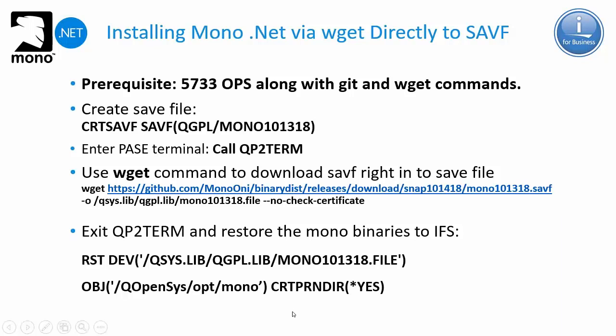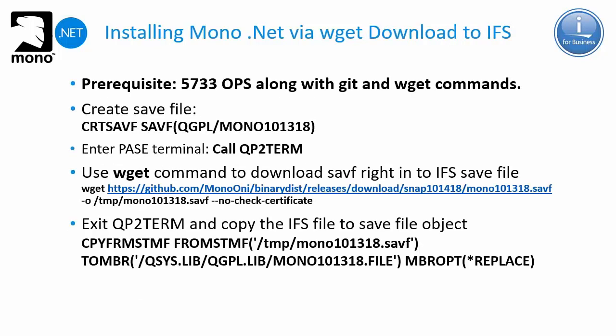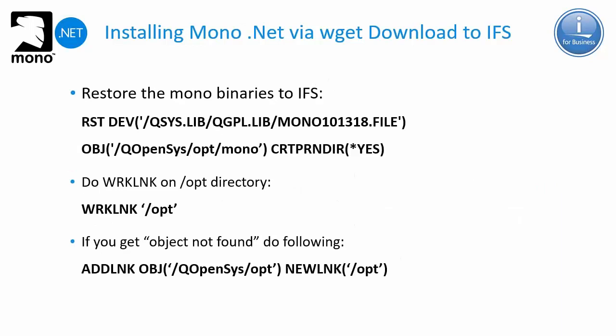So the cool thing is you can download save files now right into a save file and then just run restore. Or if that for whatever reason doesn't work for you, I don't know if it works on older releases. I tried it on 7.3. You can just go ahead and download it to an IFS location. Like in this case, I downloaded it to /temp, and then I do a copy from stream file, and then the last step is the restore. So roughly the same thing. But if you're packaging or downloading other stuff that's not related to this, any of these three techniques can be used for what you're doing, which I thought was kind of cool.